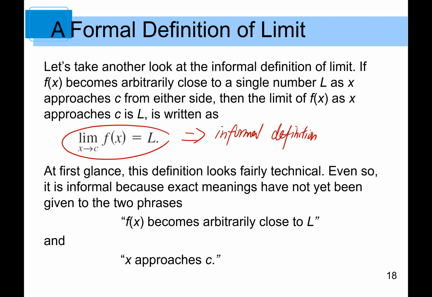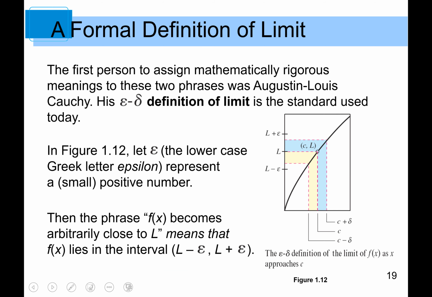If you look at it, this definition looks fairly technical, even so it is informal because the exact meaning has not yet been given to the two phrases. It's f of x becomes arbitrarily close to L when x approaches c. The first person to assign mathematically rigorous meaning to these two phrases was Augustin Louis Cauchy. He's a mathematician. This letter is epsilon, and delta, as we mentioned earlier, definition of limit is the standard used today.